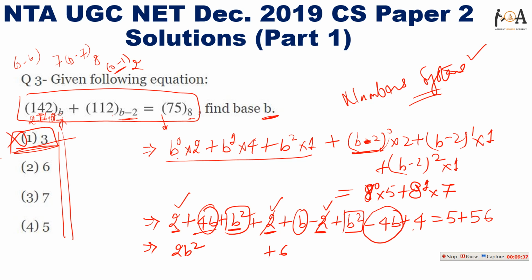5b minus 4b is nothing but simple b, and this 2 gets cancelled with this 2, and 4 plus 2 is 6, equals to 61. So this quadratic equation is 2b square plus b minus 65 equals to 0. So my quadratic equation is 2b square plus b minus 65 equals to 0.